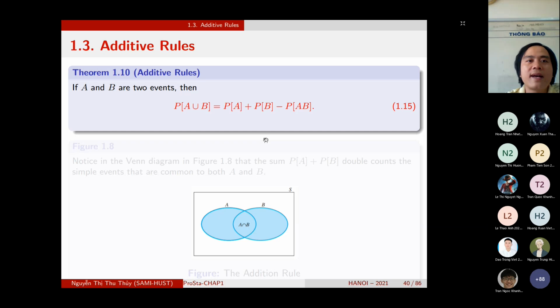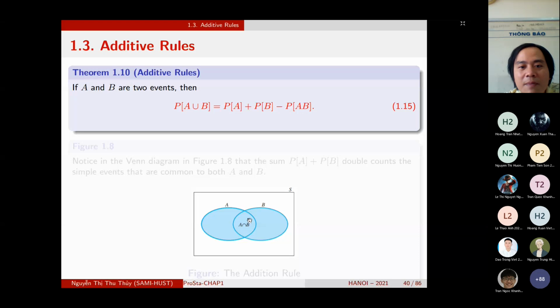The additive rule says that the probability of the union of A and B is equal to the probability of A plus the probability of B minus the probability of A and B, okay. So you can see on the Venn diagram, we count the union of A and B. We count the number of outcomes of this event, okay.